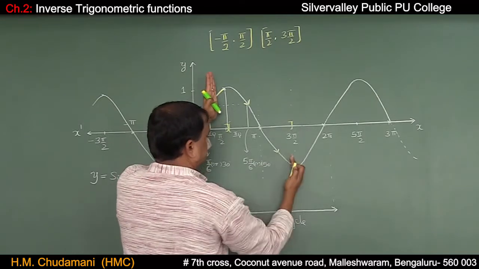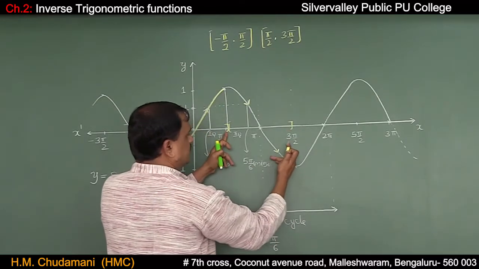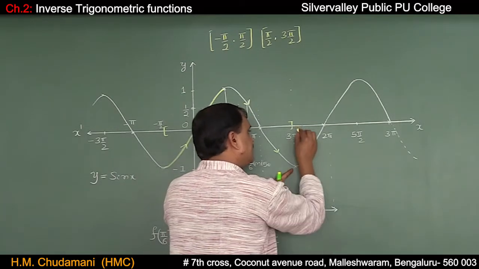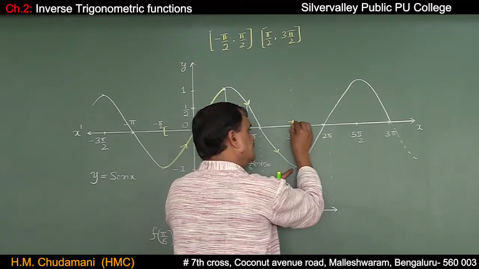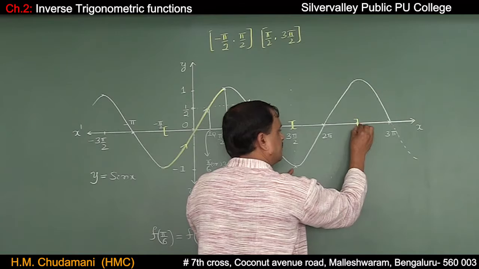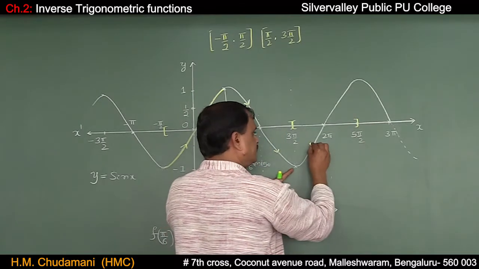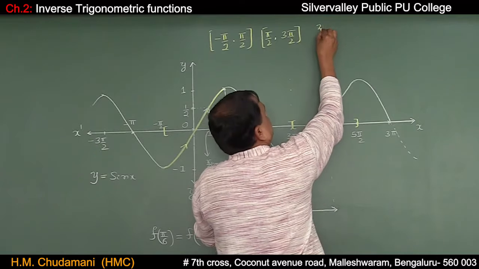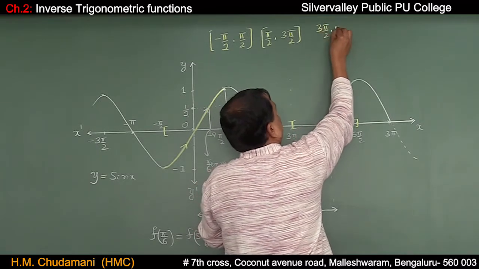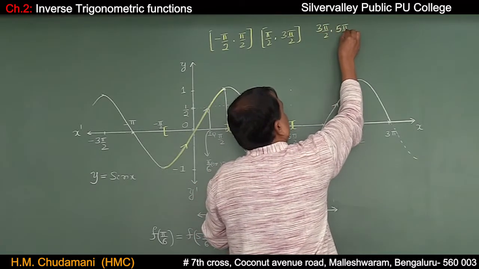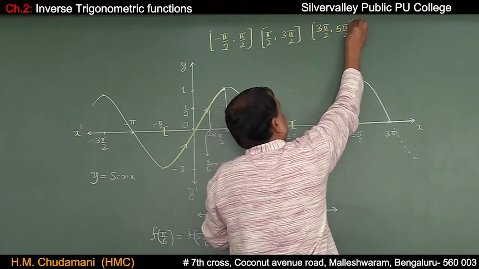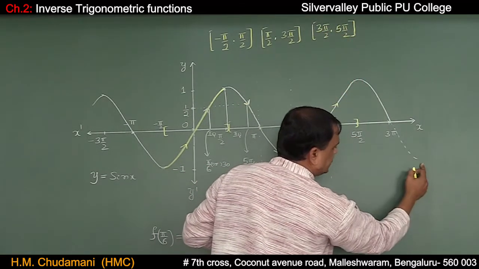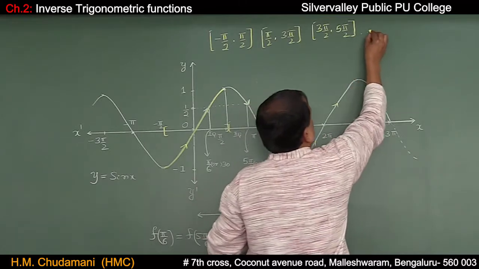Okay, in the interval pi by 2 to 3 pi by 2, the function is only decreasing. Again, from 3 pi by 2 to 5 pi by 2, it is only increasing function. In this case also, it is again 5 pi by 2 to 7 pi by 2, and so on.